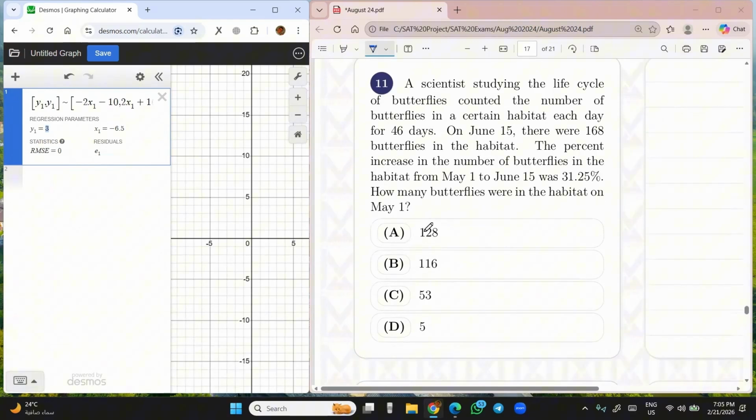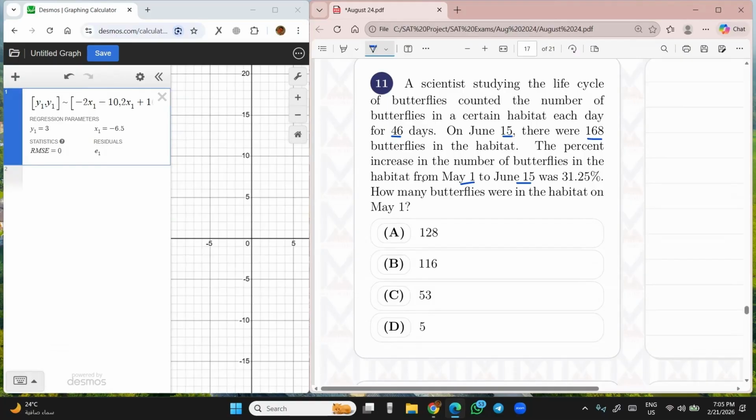Question number 11. A scientist studying the life cycle of butterflies counted the number of butterflies in a certain habitat each day for 46 days. On June 15, there were 168 butterflies in the habitat. The percent increase in the number of butterflies in the habitat from May 1st to June 15 was 31.25%. How many butterflies were in the habitat on May 1st?